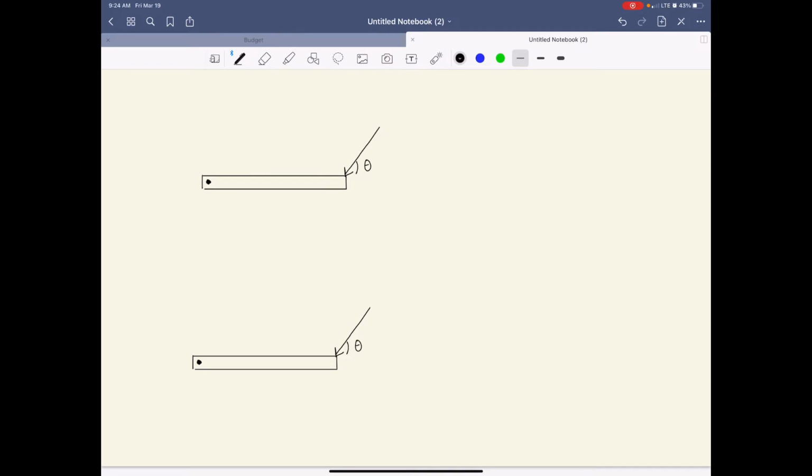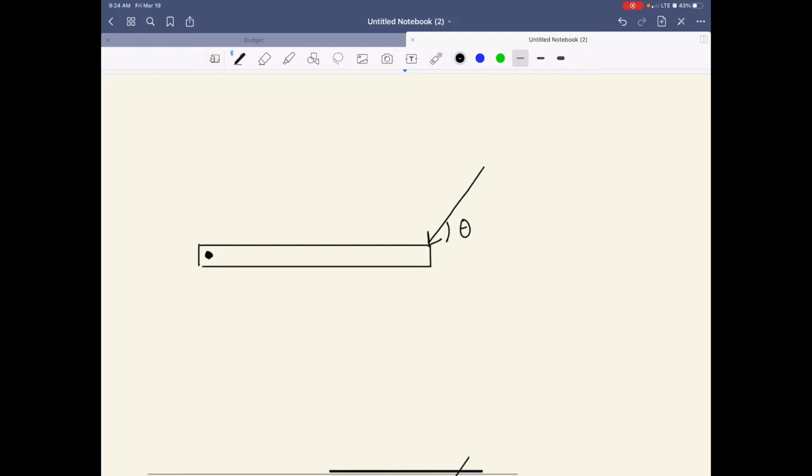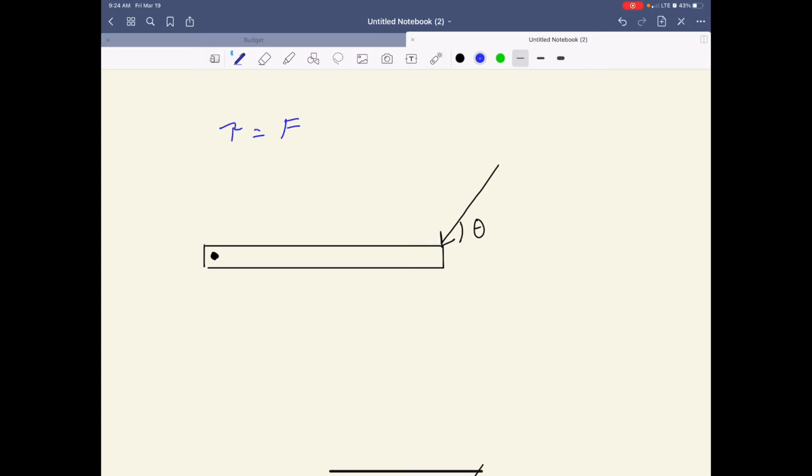So I'm going to show you the good way, and then I'll show you on the bottom the most commonly referenced way. So let me zoom in here. So here we have a force applied at an angle. And remember that torque is equal to F times R. Now, to be technical, we really should put a little perpendicular sign there, because it's really only the perpendicular component of the force that can produce a torque.